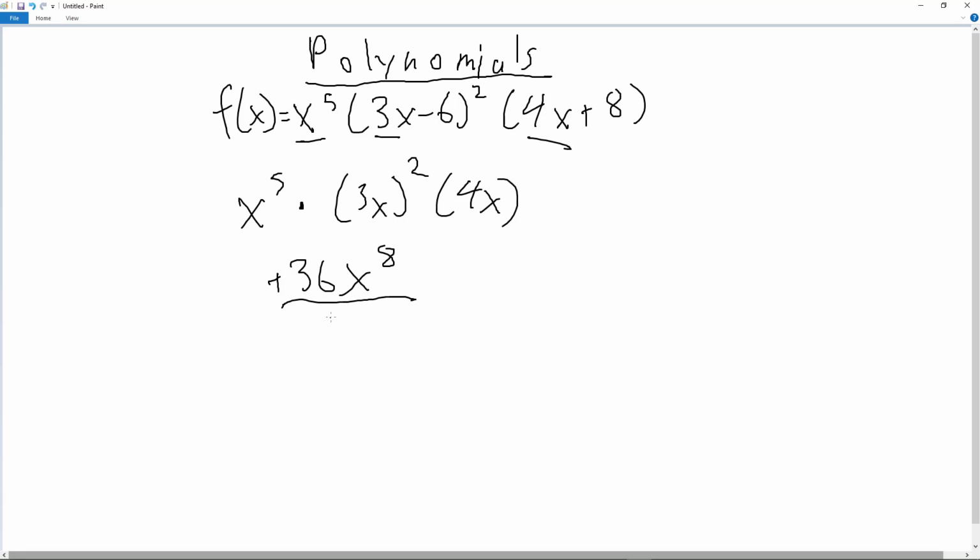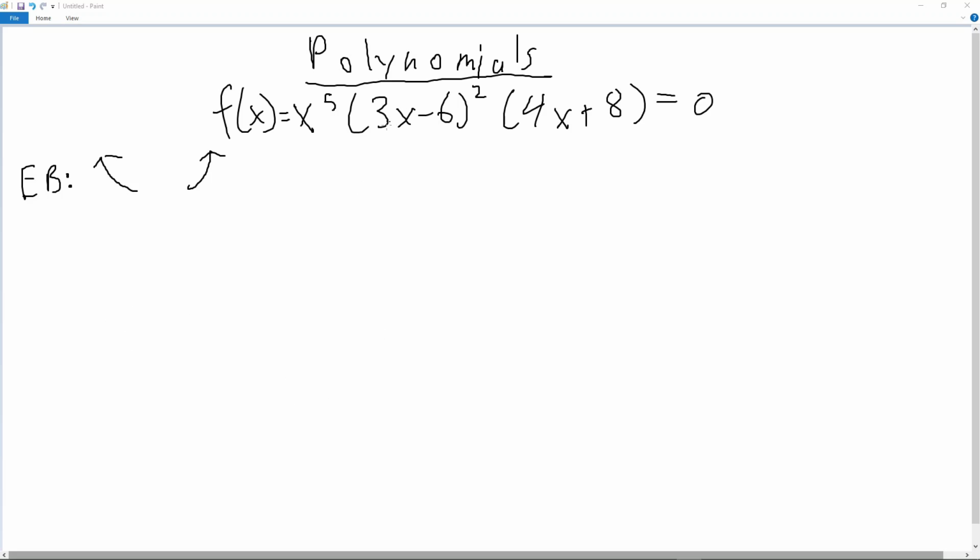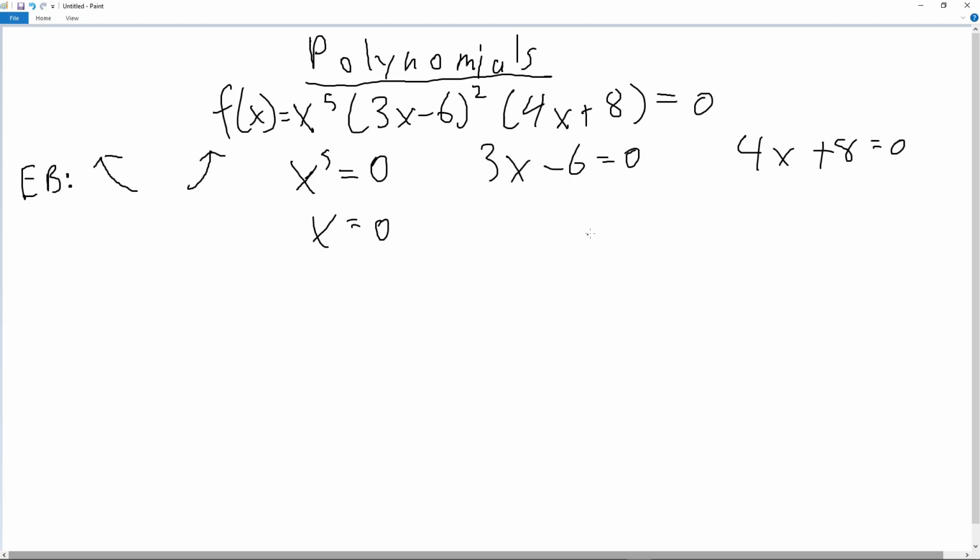This has a positive coefficient and an even degree. This means that this polynomial's end behavior would look like this, since it mimics an even and a positive quadratic. Next, we have to find the roots of the polynomial. Since this is already in factored form, you can just set each of the terms equal to 0 due to the zero product rule. X to the power 5 equals 0, so x would equal 0. 3x minus 6 equals 0, so 3x equals 6, and x equals 2. And 4x plus 8 equals 0, so 4x equals negative 8, and x equals negative 2.